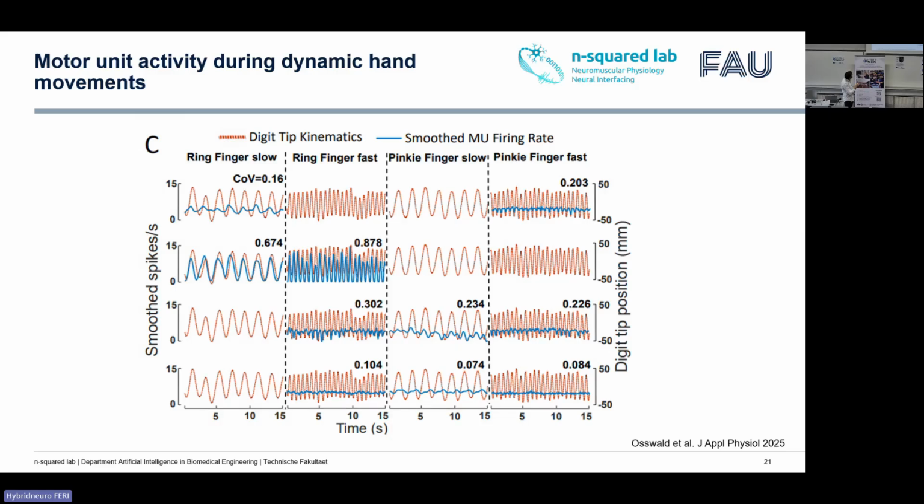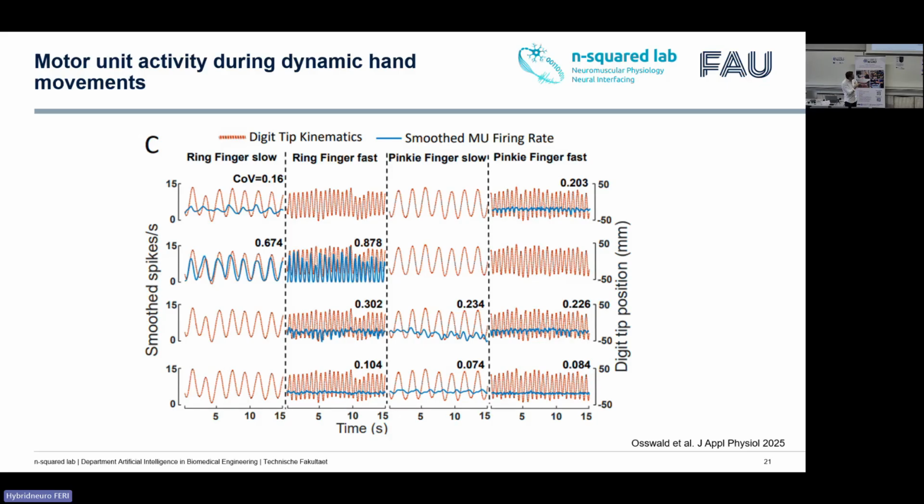Then this shows you a little bit more clearly. Here you have the digit tip kinematics, and this is the smoothed motor unit discharge rate. Some motor units have a very flat coefficient of variation of the discharge rate, while for some other units the coefficient of variation is very high, and you can see that they perfectly precede the kinematics. This is because of the neuromechanical delay between neural activation and force generation. And you can see this across many times.